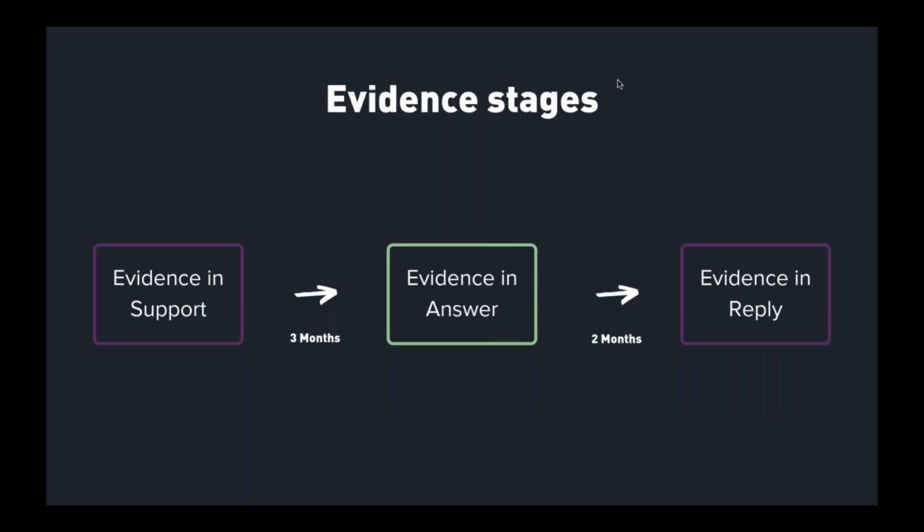The evidence stages for an opposition to registration and opposition to the removal of a trademark for non-use are, firstly, evidence in support. The opponent has 3 months to file evidence in support of the opposition. Then, the applicant has 3 months to file evidence in answer, which answers to the evidence in support. Then, the opponent has 2 months to reply to the evidence in answer in the evidence in reply stage. If no evidence in answer is filed, then there is no evidence in reply stage.